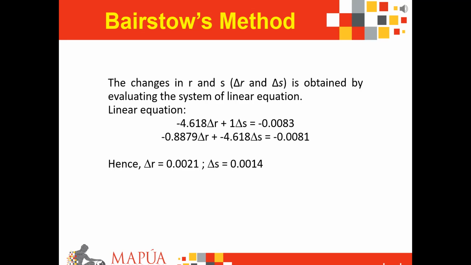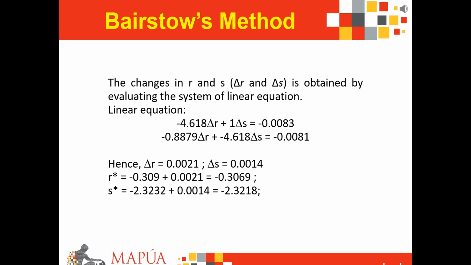Solving delta R and delta S to be 0.0021 and a delta S equal to 0.0014, which eventually gives us a new value of R to be the previous negative 0.309 plus the change 0.0021 leads us to a new value of R to be negative 0.3069, and a new value of S computed to be the previous S, negative 2.3232, plus the change in S, 0.0014, gives us a new value equal to negative 2.3218.